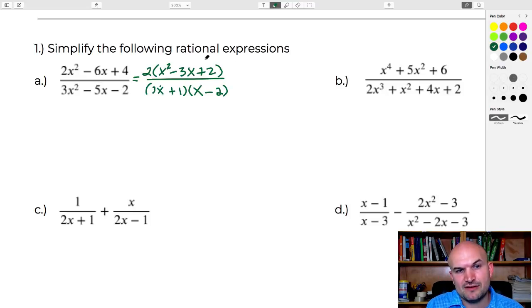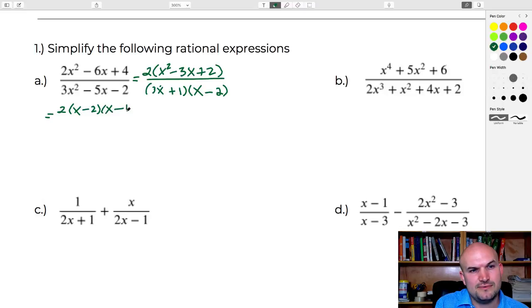Now this trinomial, I can factor a little bit further. And again, you can see here 2, but it's positive, so that means it's a sum, and it's a sum of 2 negatives to give you a negative term, so that's going to be negative 2 and negative 1. So let's go ahead and rewrite that as 2 times x minus 2 times x minus 1 all over 3x plus 1 times an x minus 2.